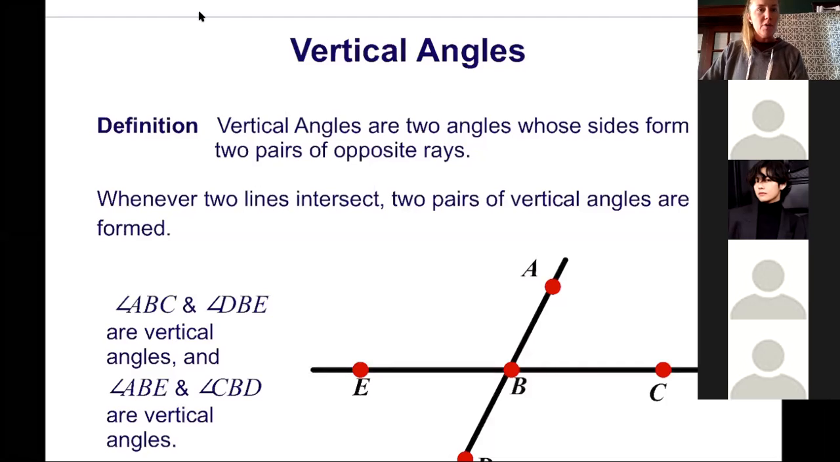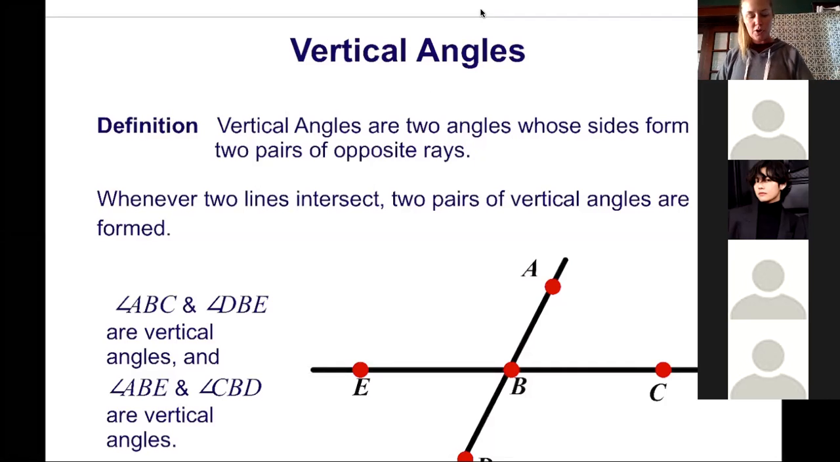All right. Morning, guys. So the very first thing we're going to talk about today is vertical angles. And we've discussed vertical angles before, but we're going to look at them in a little more detail right now. So vertical angles are two angles whose sides form two pairs of opposite rays, which essentially means two angles that are across from each other.